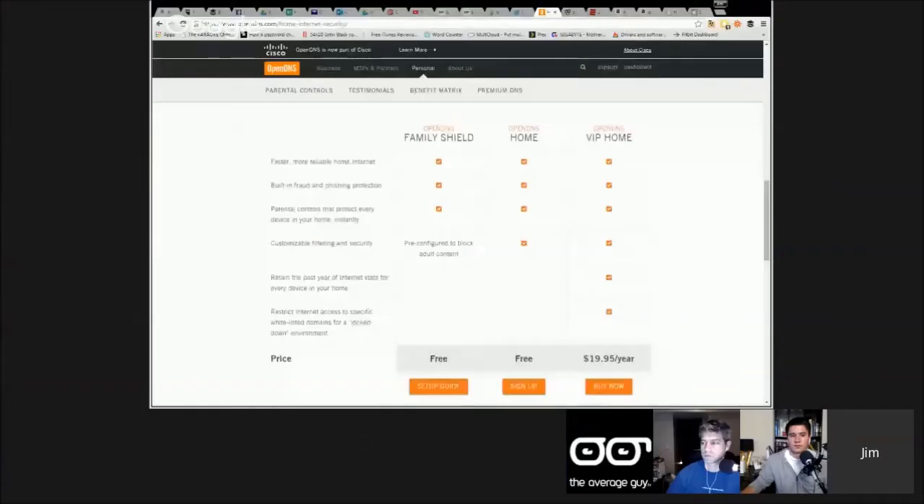Yeah, let me share that out real quick so folks can see that. So there's your options right there. OpenDNS Family Shield, exactly like you described it, then the OpenDNS Home, and then the VIP. It's $20 a year, but Nathaniel, why do you pay for the VIP?